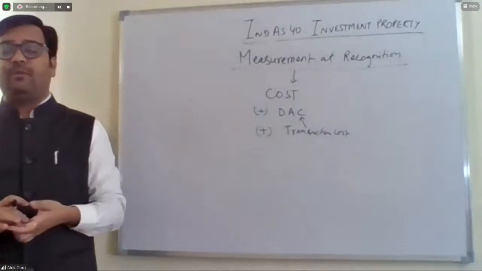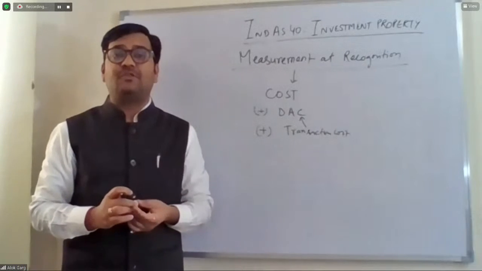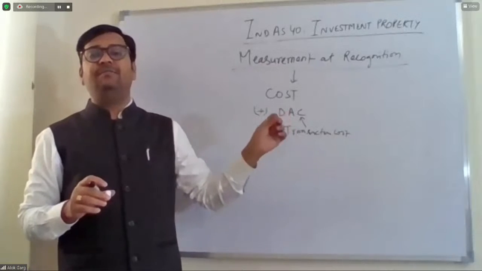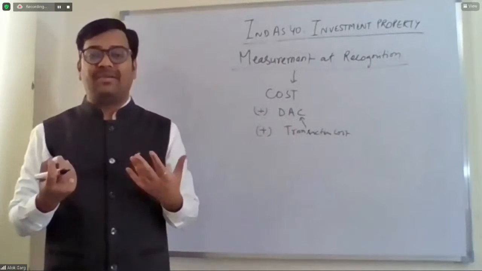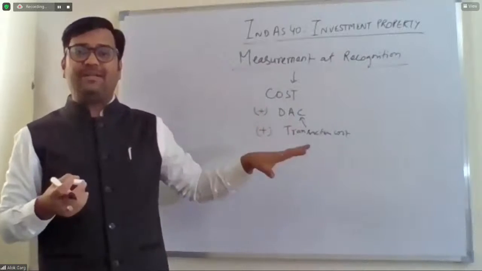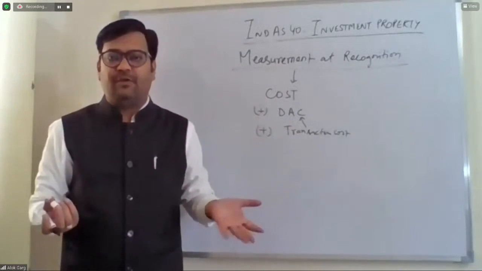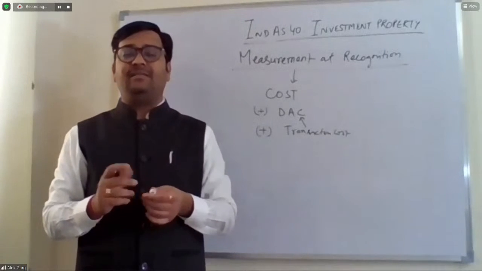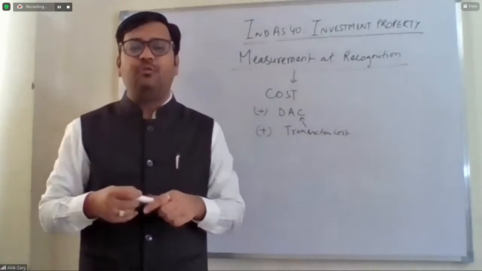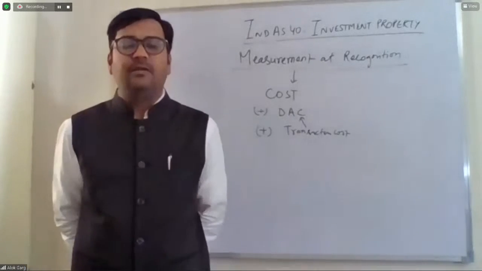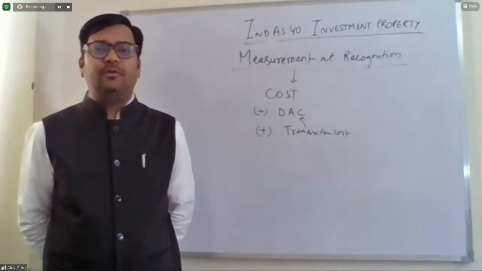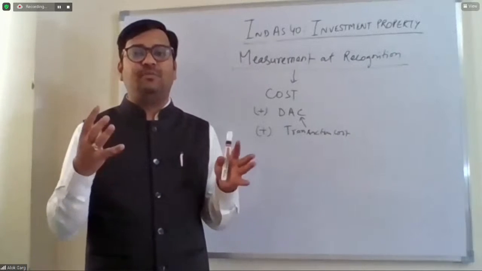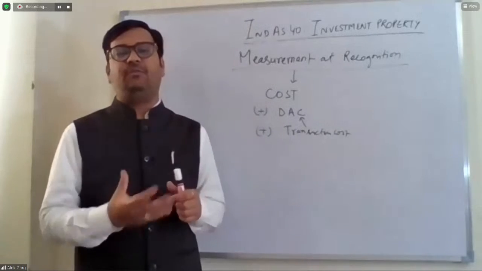What is meant by directly attributable cost? Directly attributable cost means cost which would not have been incurred had this investment property not been acquired or constructed. For example, the company has purchased a building and the company has incurred a stamp duty to the extent of 5% of the cost of the building. So the cost of the building is 1 crore and the stamp duty is 5%, 5 lakh rupees. So this stamp duty has to be added as a transaction cost, as a directly attributable cost.